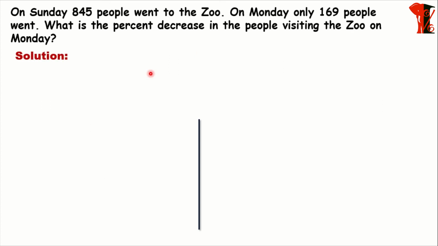Let's work on the next problem. This is from the NCERT textbook, comparing quantities, second exercise, question number 2. On a Sunday, 845 people went to the zoo. On Monday, only 169 people went. What is the percentage decrease in the people visiting the zoo on Monday? Here nothing to worry, they have clearly given that it's a decrease. So we are going to use the decrease percentage formula, but it is the same formula, there is no difference in that.